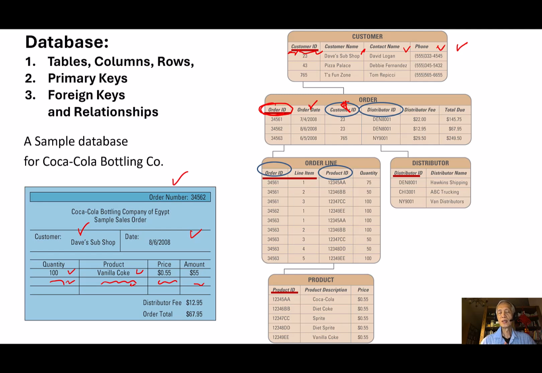And we fill the order through a distributor. So here we have a distributor ID. Then we know who the distributor is for this particular order. And we have additional columns such as distribution fee and the total that's due. So that's the order table. There's a line connecting the customer table and the order table. That's the relationship.